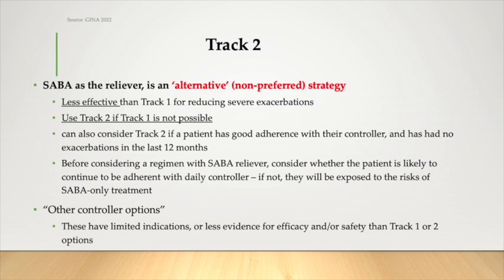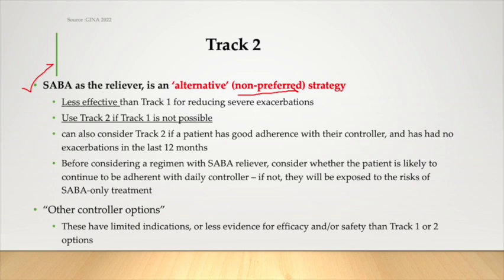Track 2 is the other track, which is the optional track, but a lot of importance is attached to the point that this alternative track is a non-preferred strategy. We do not want to use SABA as the reliever in our patients, but this option of track 2 has been given where SABA can be used but is not preferred. And why? Because it is less effective. Also, we would not want to risk further progression of exacerbations and therefore mortalities in asthma.